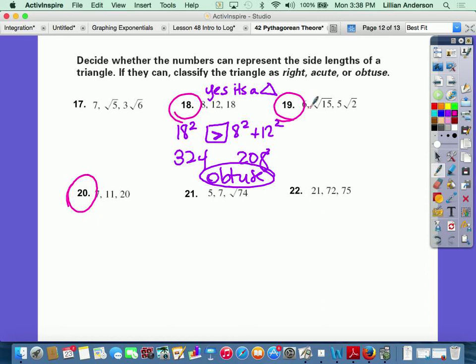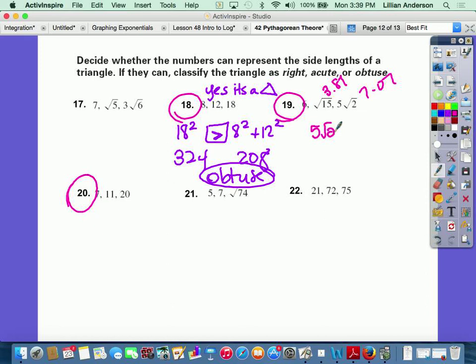For this one, you're probably like, well, I don't know what the square root of 15 is. I don't know if it's going to be bigger or less than whatever. Well, type it into your calculator. The square root of 15 is about 3.87, and 5 square root of 2 is 7.07. So if I add 6 and 3.87, it's going to be greater than 7.07. If I add 3.87 and 7.07, it's greater than 6, and so on and so forth. So yes, this is a triangle.